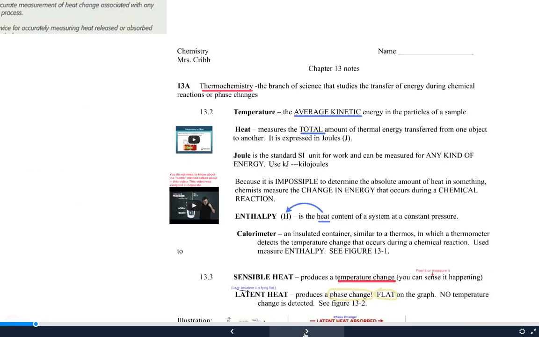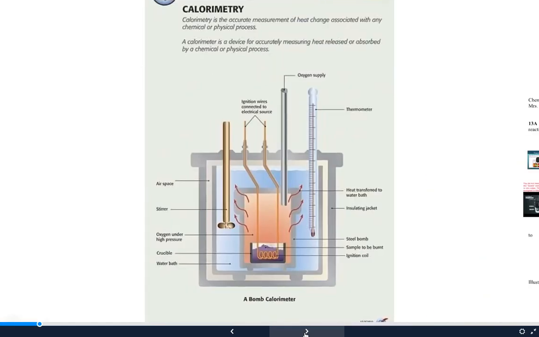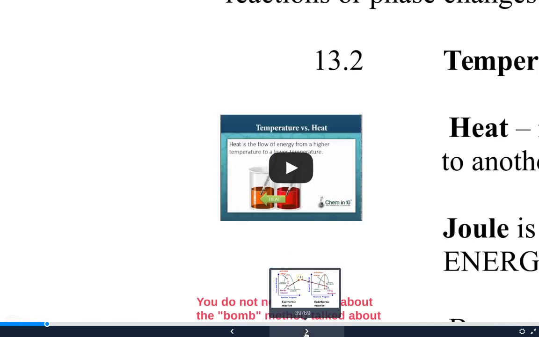Let's look at a couple of videos. First of all, this is what a calorimeter looks like. We have something where a reaction's going on, and we're looking to see the change in the temperature as the reaction takes place. We're not going to use a bomb calorimeter though. If we did one, we'd do a coffee cup.